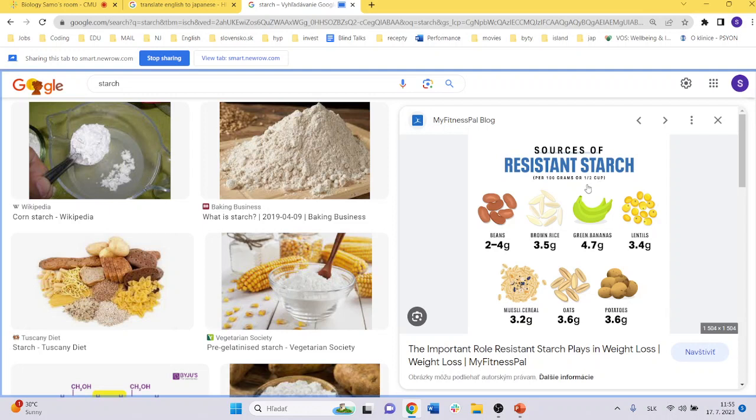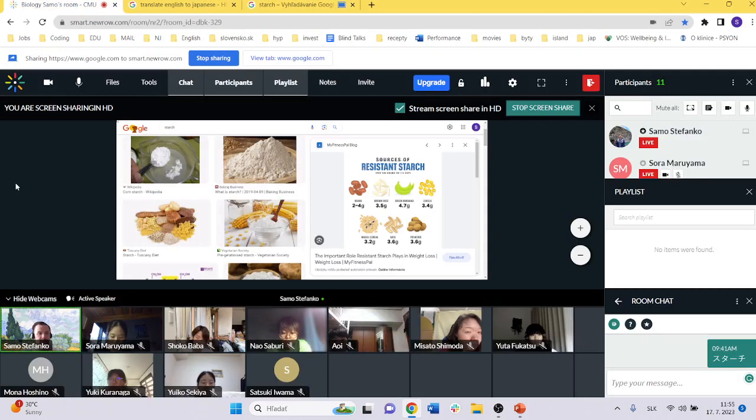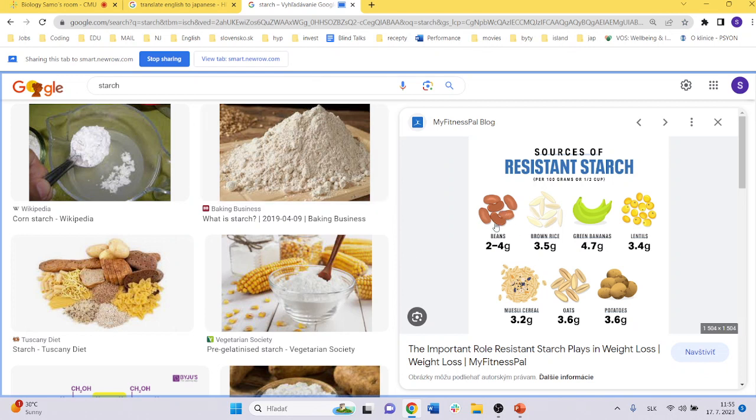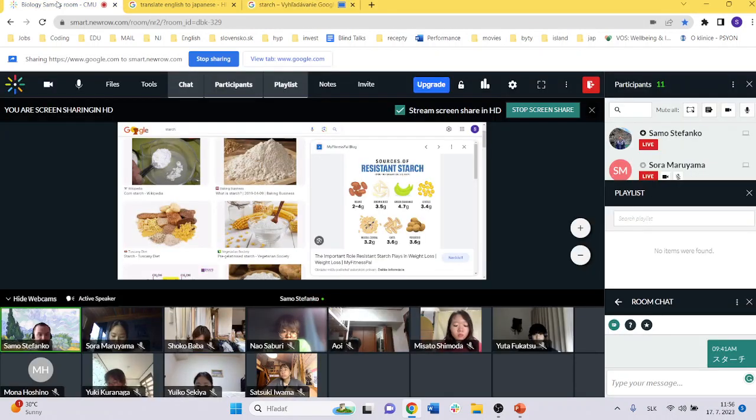Okay, so guys, now do you know what starch is basically? It's a polymer of glucose. And here we have typical resources like beans, brown rice, muesli cereals, oats, potatoes. Yes, they are very rich in starch. How do we get there? So remind me.